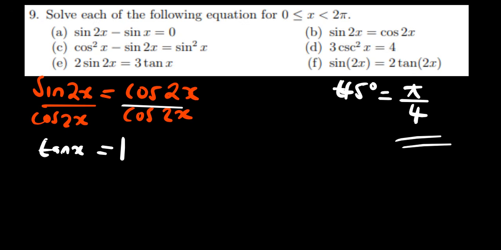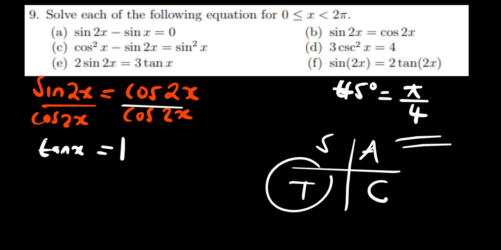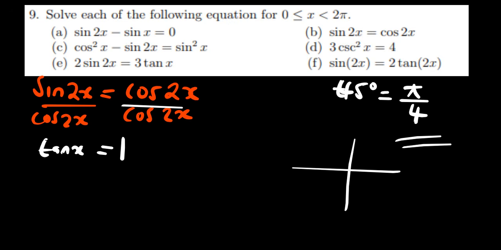Where else is tan positive? All Students Take Coffee. Tan is positive in the third quadrant. So in the third quadrant, what are we going to do? We're just supposed to add again another one. Don't forget this is tan 2x, not just tan x. So tan 2x equals 1.